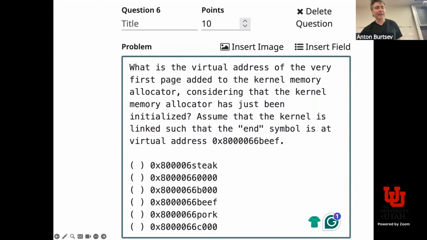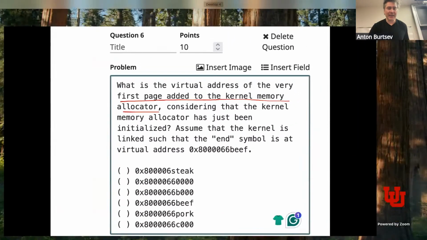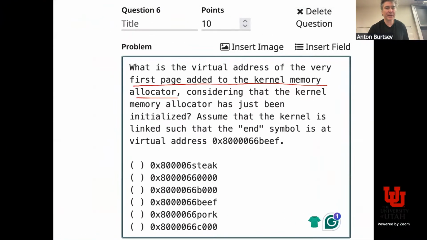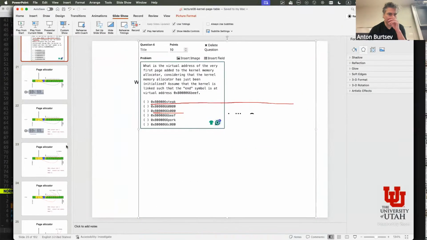Right? Well, I agree that there is some ambiguity here. What I mean is the very first page added to the kernel memory allocator. That's probably kinit1. Yeah, that's what I'm asking, right? And it kind of clarifies everything, right? But again, I get it. I apologize. The way I wrote this is odd, right? But what we really have to look at is okay.